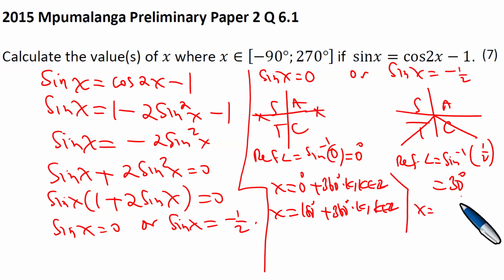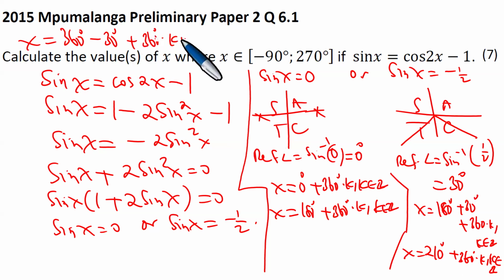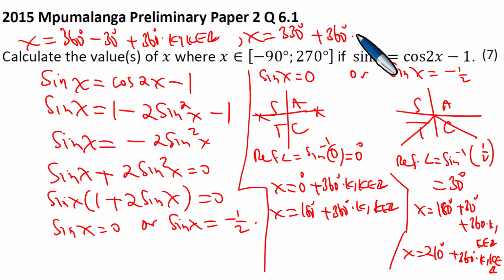Now you have this 30 degrees reference angle here, but the sine is negative there, which means you have 180 degrees plus 30, and 180 degrees plus 30 plus 360 degrees by k, k in Z. Let's check here: 180 plus 30 is 210, plus 360 by k, k in Z. We also have x equals 360 degrees minus 30, plus 360 degrees by k, k in Z, which means 330 plus 360 by k, k in Z.